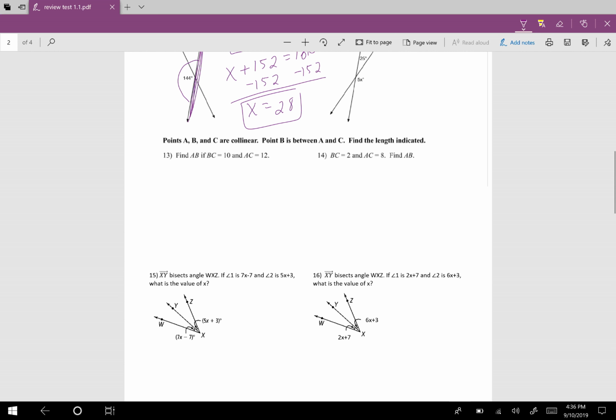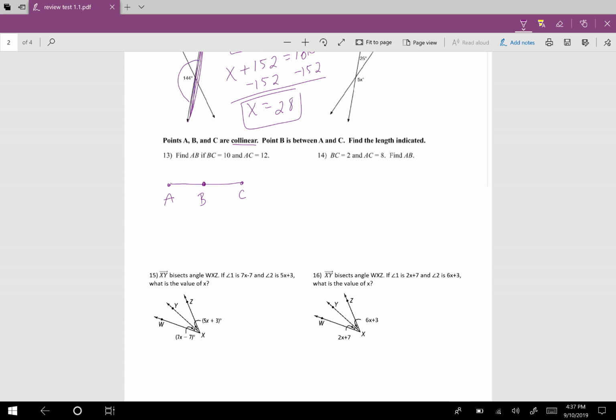Alright, on 13 and 14, you have to use this sentence here. It says points A, B, and C are collinear, which means on the same line. And it says point B is between A and C. So first, draw your picture. And then they want us to find the length indicated. So they said A, B, and C are on the line, and point B is between A and C. So here's A, and there's C, and point B is somewhere in between them.